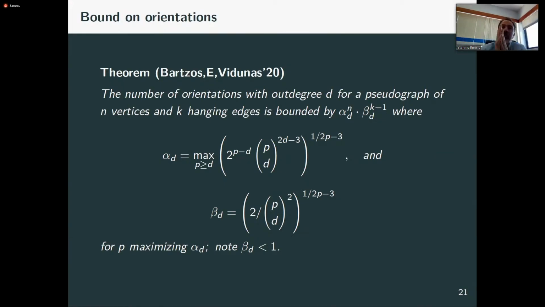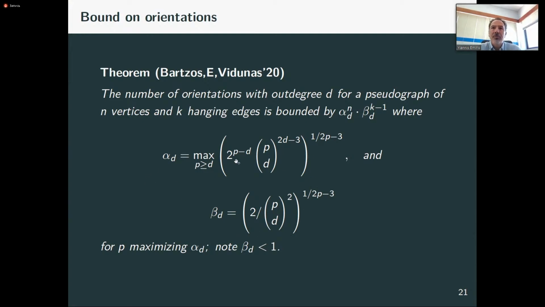An important result that we got very recently, so this is not published yet, we got it last year, it's on arXiv, and we have submitted the paper, is to bound a priori in a closed formula the number of orientations. This is our new result. It's very combinatorial, and we get these fancy expressions.